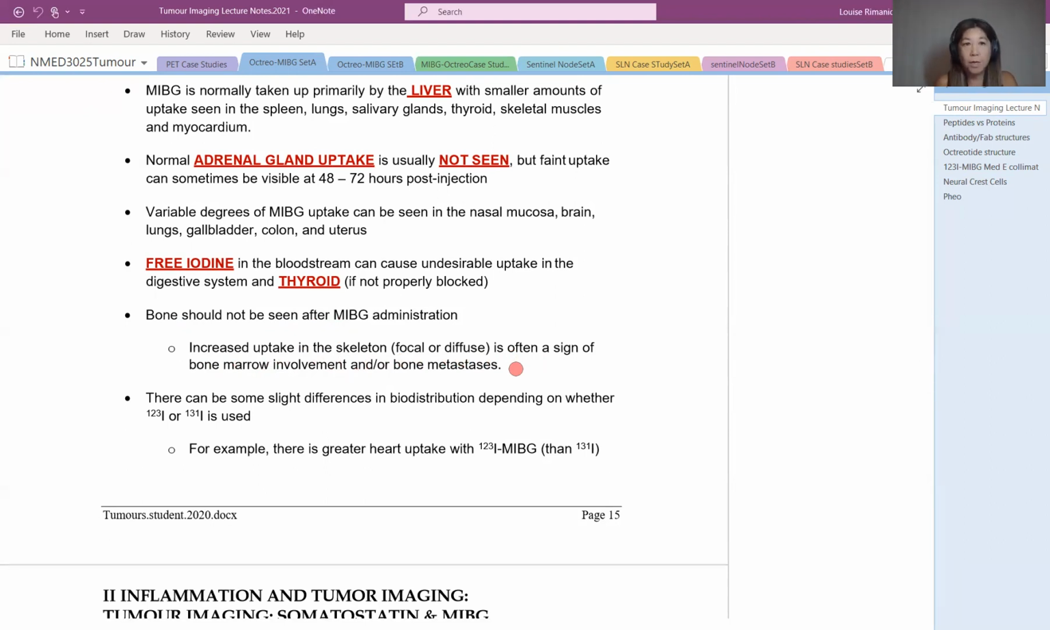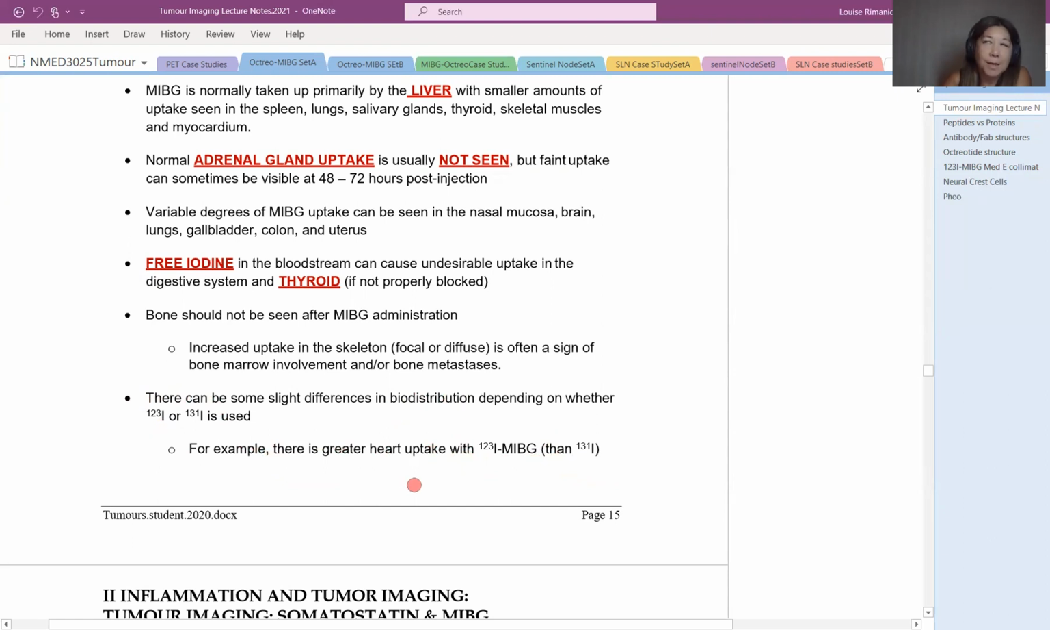And just a note here that sometimes there can be slight differences in biodistribution depending on whether you've used I-123 or I-131 to label. For example, when we use I-123, we actually see a little bit more heart uptake than if that same patient was scanned with I-131. So in general, it's important to know which agent was used.